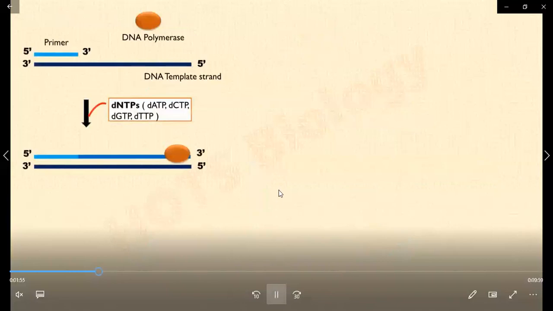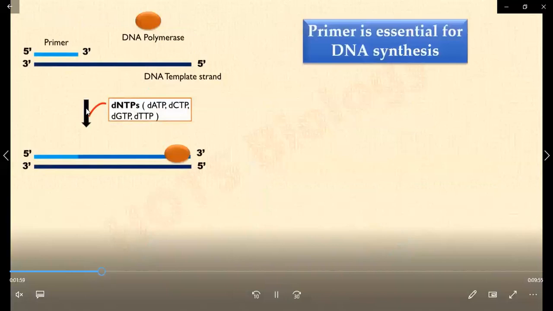Now here, what do you need? These are those materials which are very essential. What is the importance of the primer? It is very essential for DNA synthesis. Why? I have told you the DNA polymerase, it is an endonuclease.